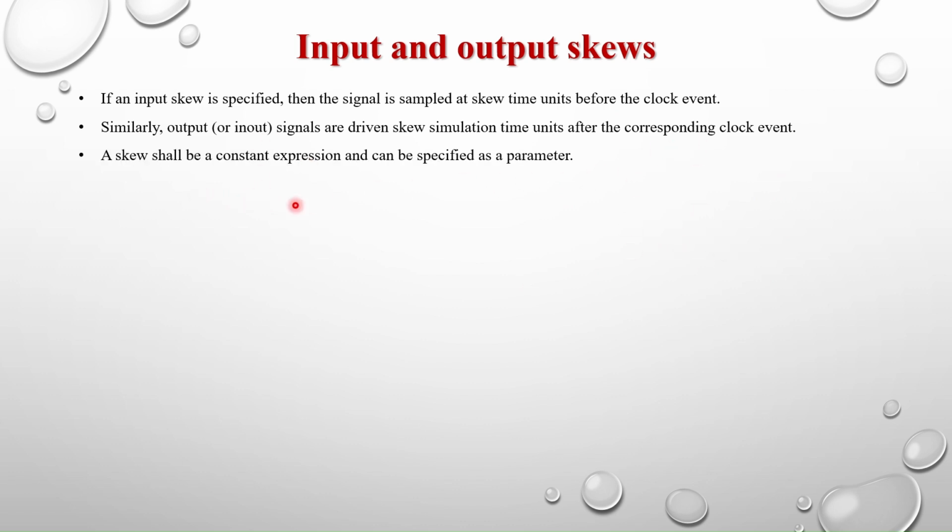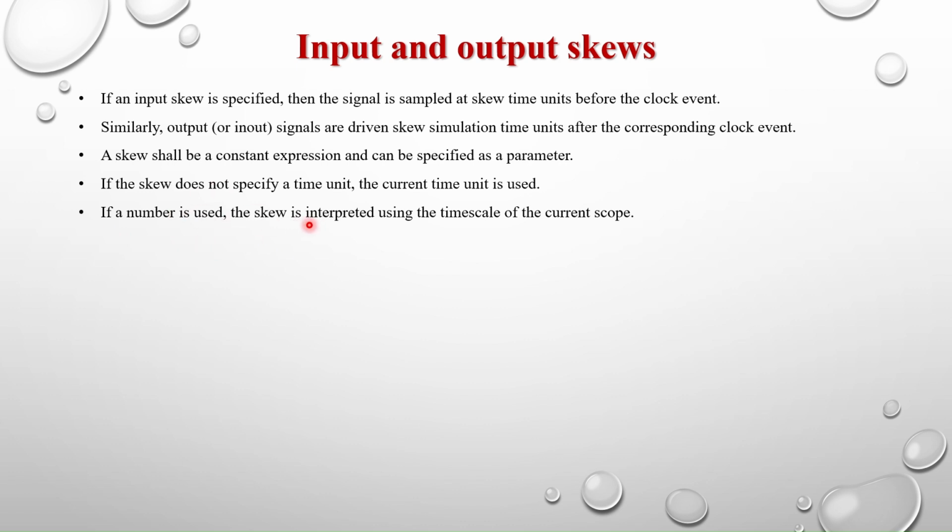And a skew shall be a constant expression and can be specified as a parameter. So this skew is nothing but time units, right? Like #2, #3, #4. So this skew shall be a constant expression and can be specified as a parameter. And if the skew does not specify a time unit, the current time unit is used. So if you don't provide #1ps or whatever time unit, it will take the current time unit.